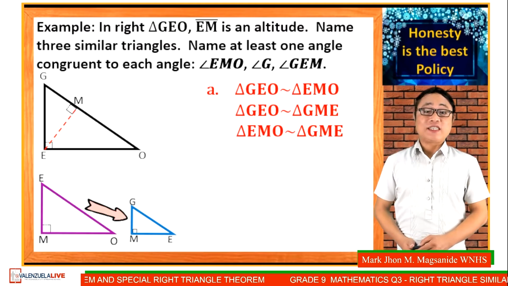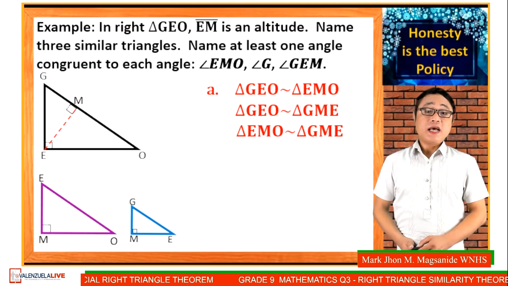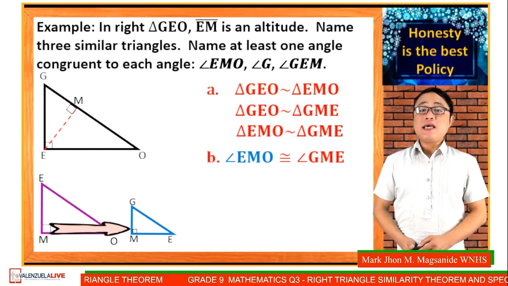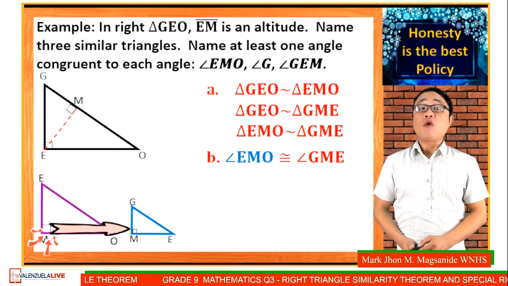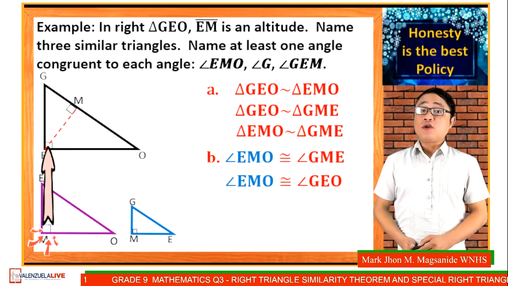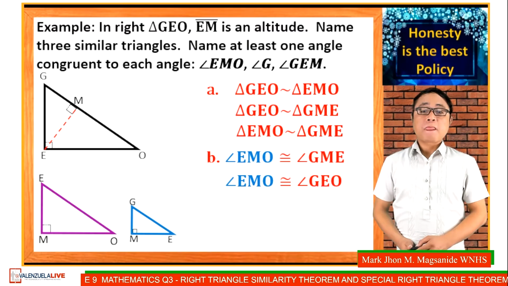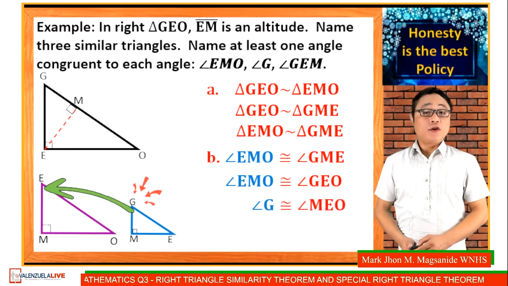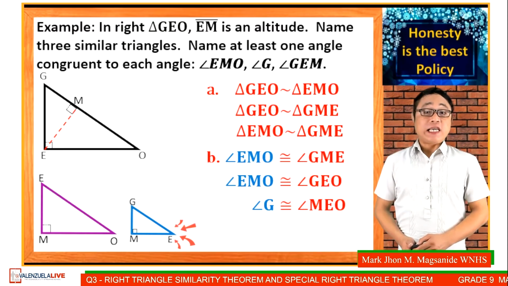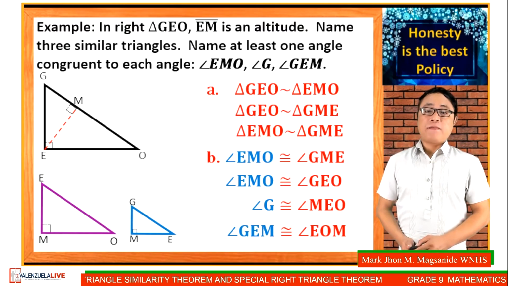And for the second question, angle EMO is a right angle. Hence, it must be congruent to a right angle also. With this, angle EMO is congruent to angle GME. Angle EMO is congruent to angle GEO. Angle G is congruent to angle MEO. And angle GEM is congruent to angle EOM.